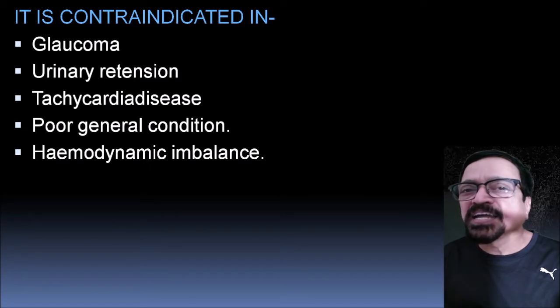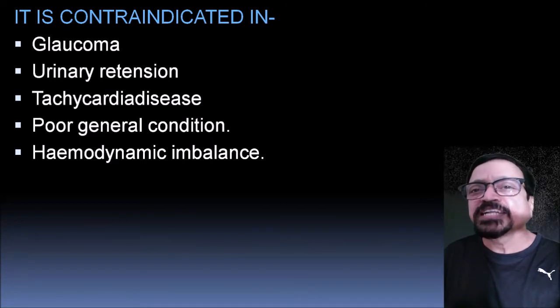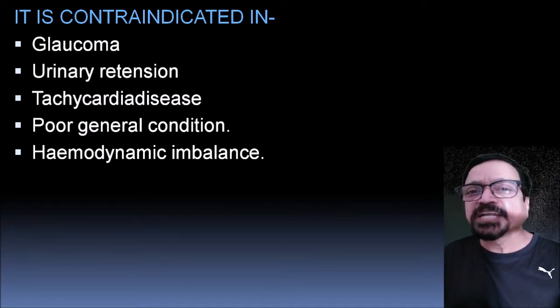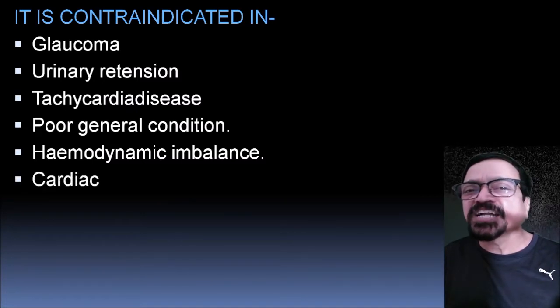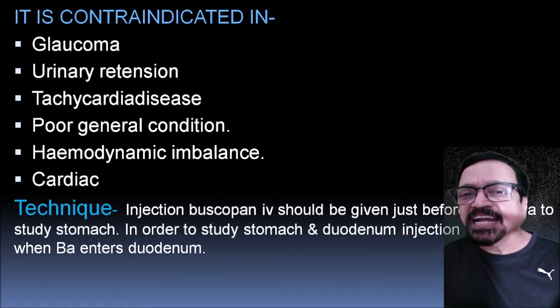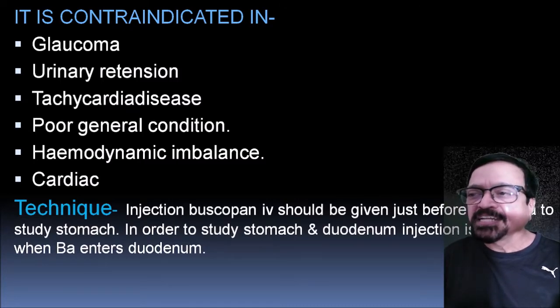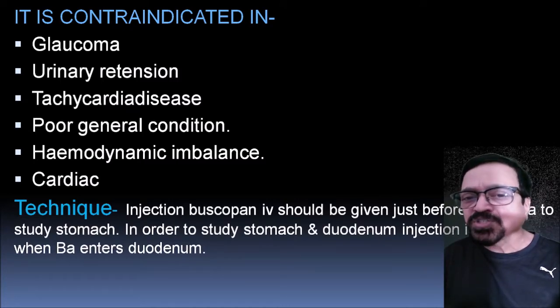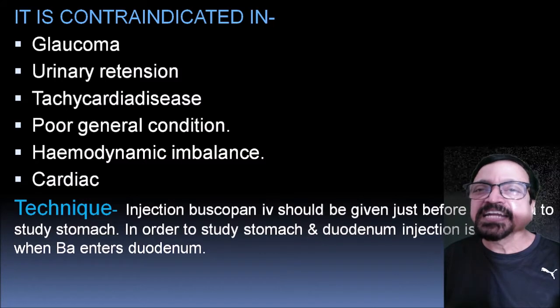It is not required. We can adequately get good information with the sodium bicarbonate and citric acid combination. Then hemodynamic imbalances. These patients should be gently investigated, any cardiac problem. Now the injection of Buscopan IV should be given just before giving barium to study the stomach. In order to study the stomach and duodenum, the injection is given when barium enters the duodenum.